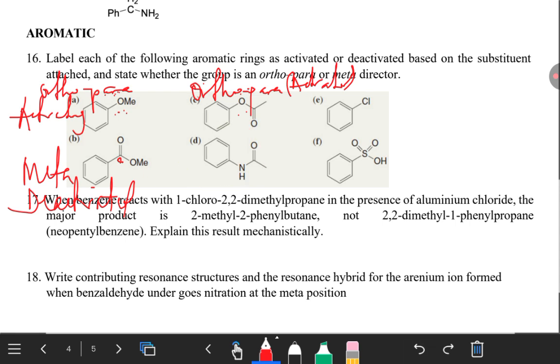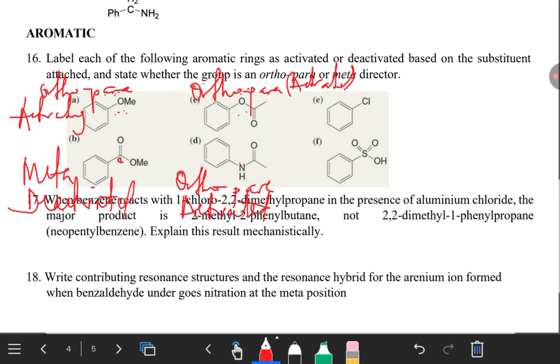Now let's look at D. There is nitrogen here. This nitrogen also has lone pairs of electrons. Because it has lone pairs of electrons, it can add electrons to this ring, so it is activating this ring. Because it's activating this ring, it is therefore Ortho-Para. So this one is also Ortho-Para, and it is activating, because in the question we are asked to state if it is an activator or deactivator.